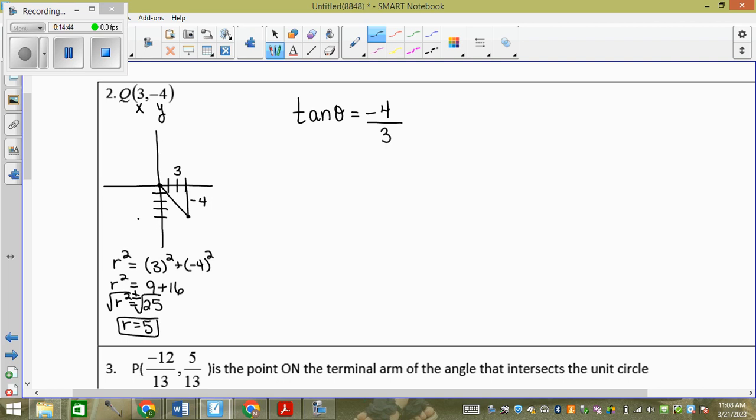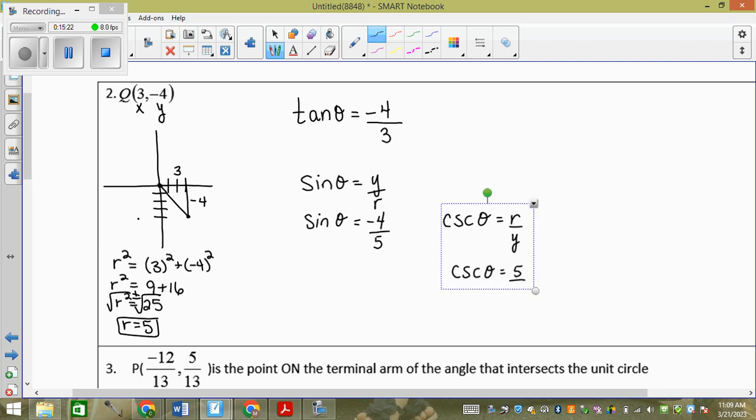So what if I ask you for sine? What is sine? What's the acronym? Sine, your resume: y over r. So it would be like this. So what's y? What's the radius? So what if I ask for cosecant? Instead of y over r, it would be r over y. It's besties with sine, so it would be 5 over -4.